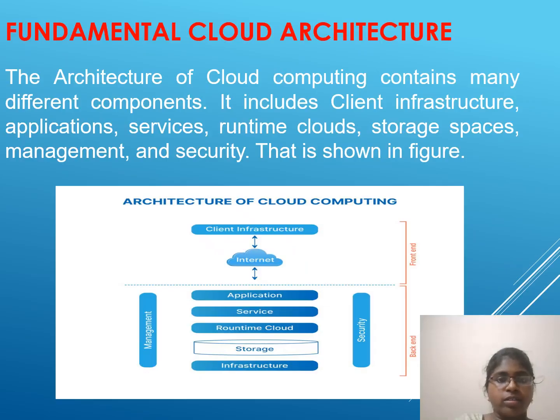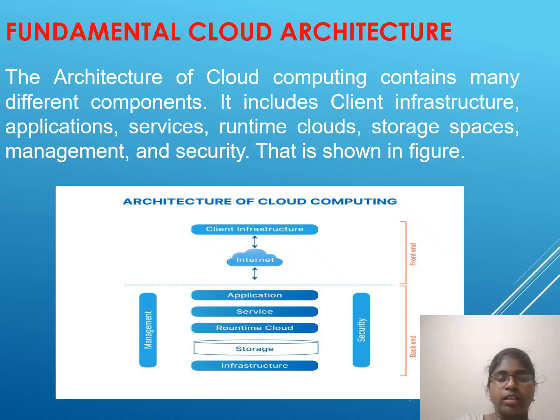Fundamental cloud architecture. What is fundamental cloud architecture? The architecture of cloud computing contains many different components. It includes client infrastructure, application, service, runtime cloud, storage, management, and security. That is shown in the figure. Here, the architecture for cloud computing is the front end and back end. What is front end? The part you see and interact with, the web or website or an app. It is the front end.